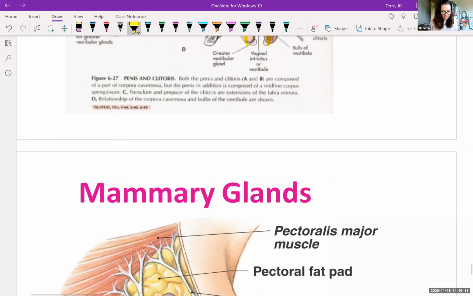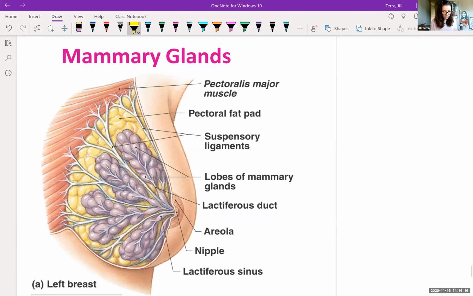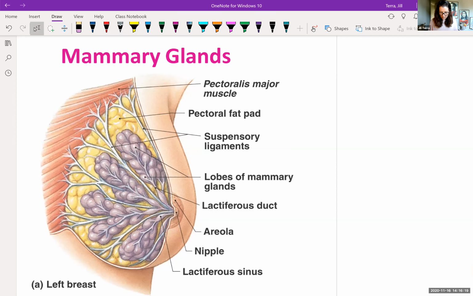All right, then lastly, we have mammary glands as part of our reproductive system to produce breast milk. There are anywhere from 15 to 25 different glands in each breast, and they have all these ducts that come out through the nipple. So this is basically like an apocrine gland, ducting out. The development of milk production and secretion is regulated by hormones that you'll learn in physiology. And we can see all these suspensory ligaments that attach to the pectoralis major muscle to keep all of these glands and ducts in place.